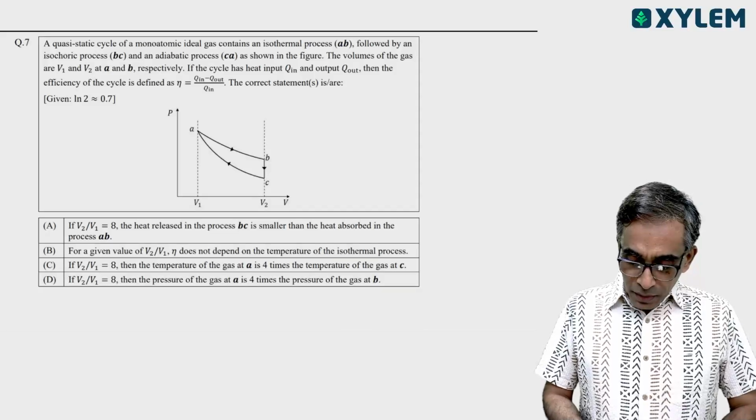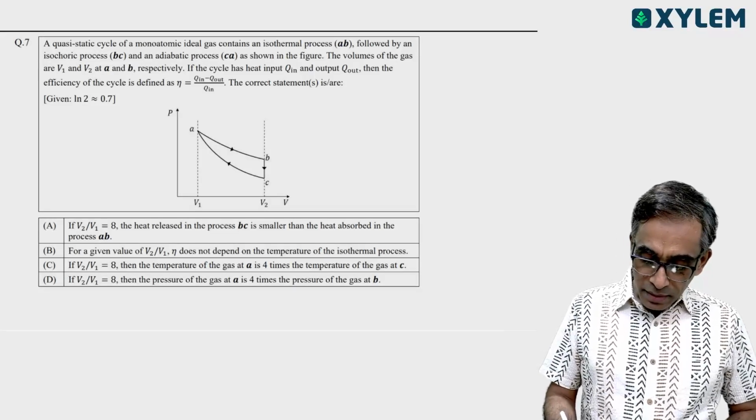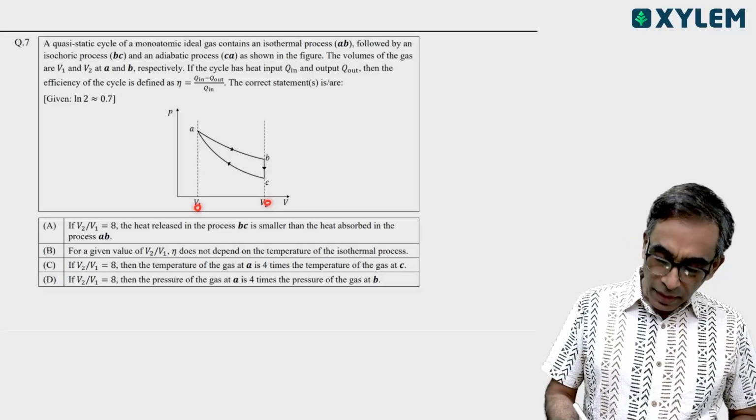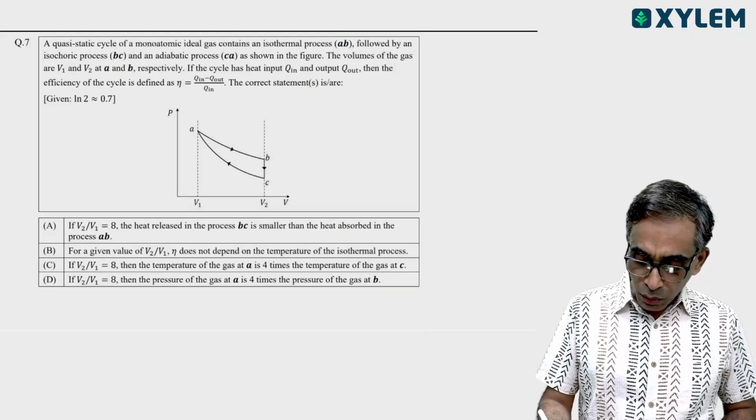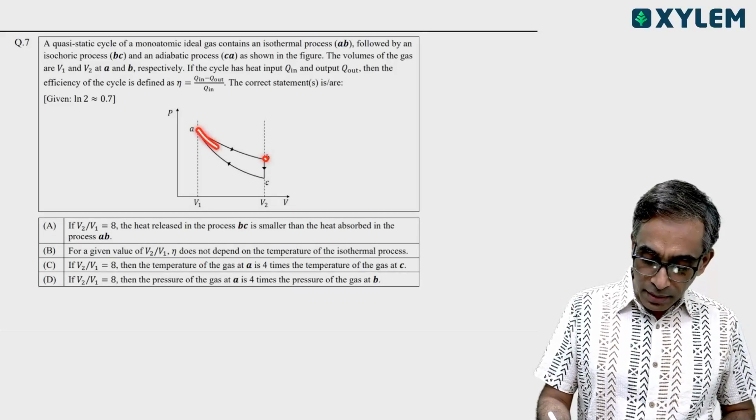Okay. So what we can do is this, see the volume ratio V2 by V1 is given. So we know the volume at B and A, and this is an isothermal process.